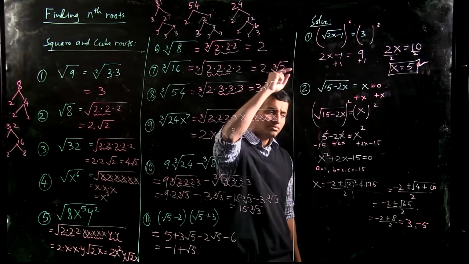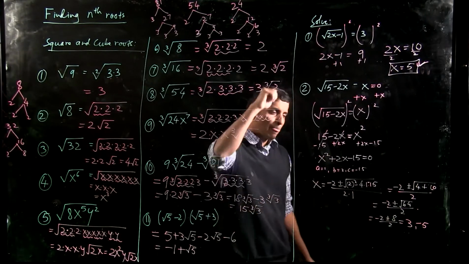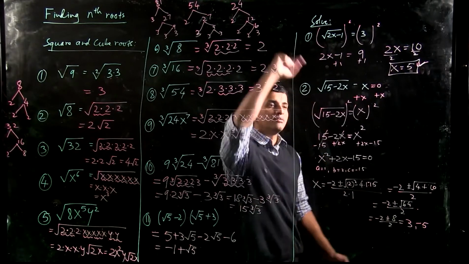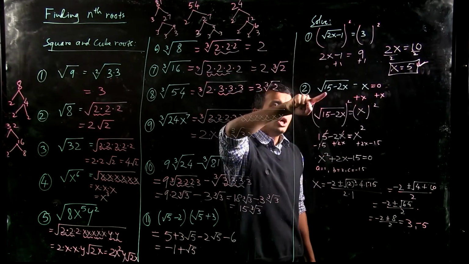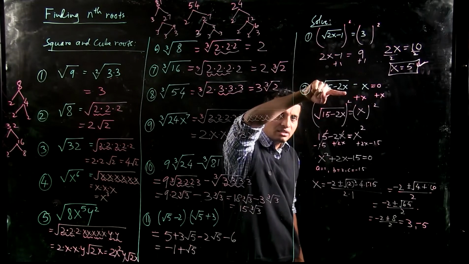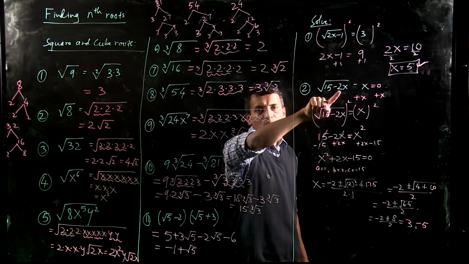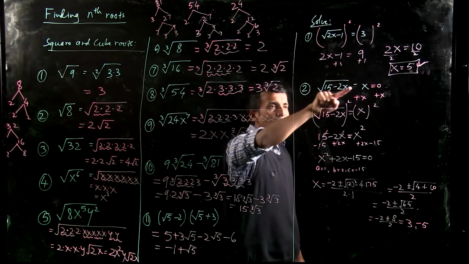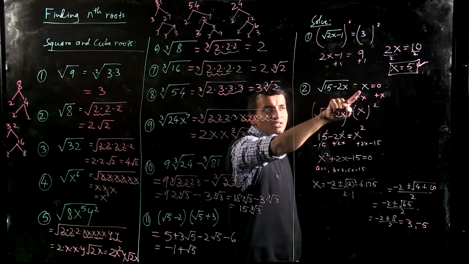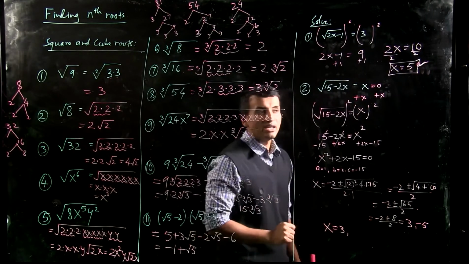Now you need to check which one works and which one does not. Okay, let's see that. Let's pick 3. What do you get in the equation? 15 minus 2 times 3 is how much? 15 minus 2 times 3 is 6. 15 minus 6 is the square root of 9. That is 3, minus 3. So 3 minus 3 is 0. That's right. So x equals 3 is a right answer.